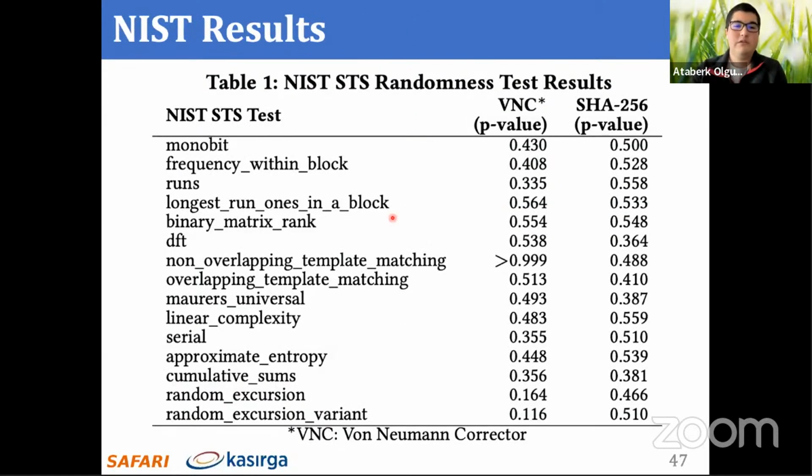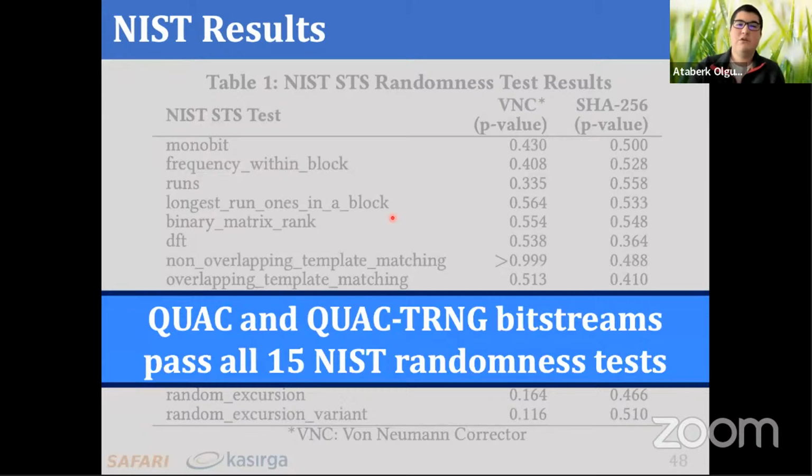And here are the results of randomness tests for the 2 experiments on the 2 columns in this table. What these results show is that the bit streams generated by both QUAC and QUAC-TRNG pass all NIST tests, and therefore we can call QUAC and QUAC-TRNG high quality random number generators.